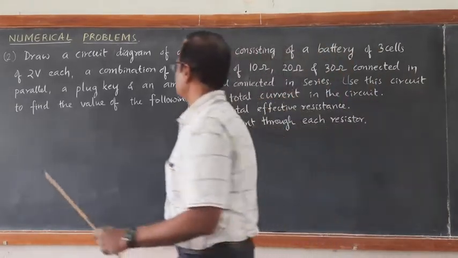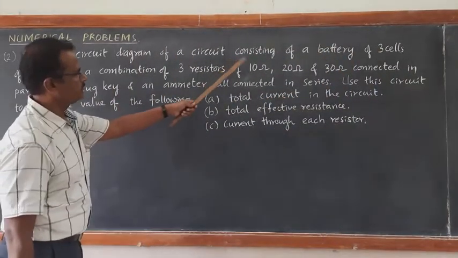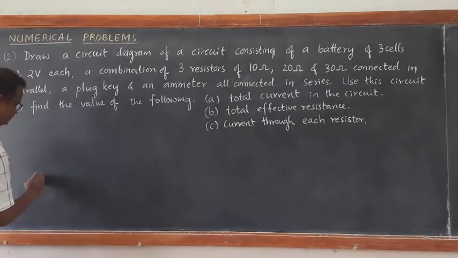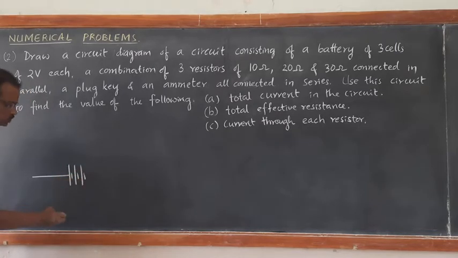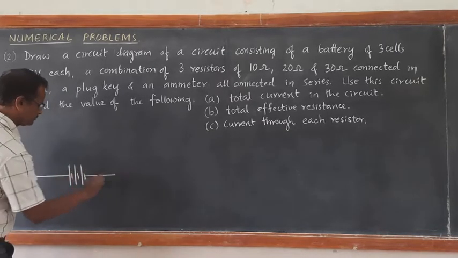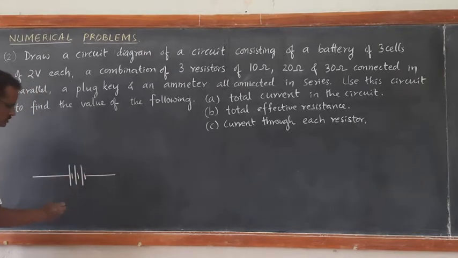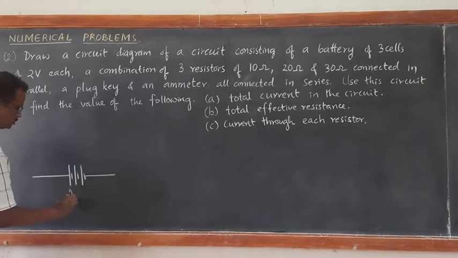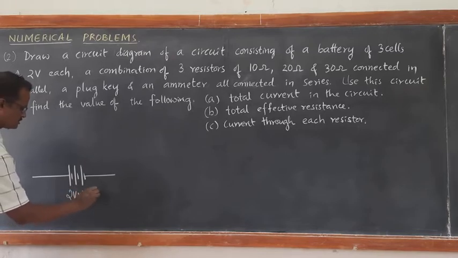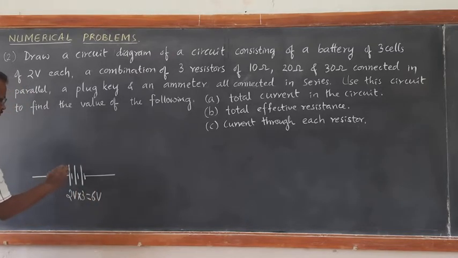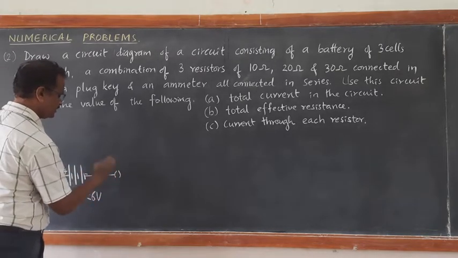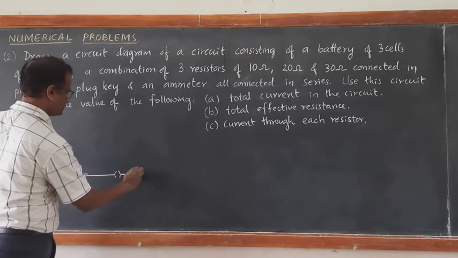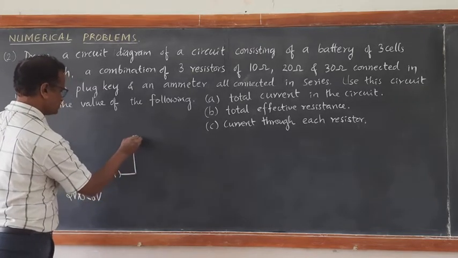So first look at this, consisting of a battery of 3 cells. You know, each is of 2 volt. 2 volt into 3, it becomes 2 plus 2 plus 2, 6 volts. So it becomes a 6 volt battery. This is positive, this is negative. You have to draw it properly. Then there is a plug key. Then there is an ammeter. Ammeter should always be connected in series.